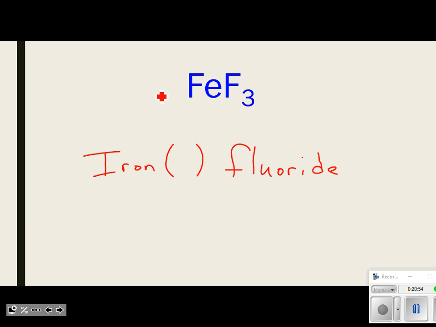Fluoride, F-L-U-O-R-I-D-E. Now, once again, make sure you get the O and the U right because it'll count it wrong. Now I need to go back and figure out my Roman numeral. Okay? What charge is the fluoride ion? Okay? What charge does it take? Not how many are up there. What charge does the fluoride ion take, Will?